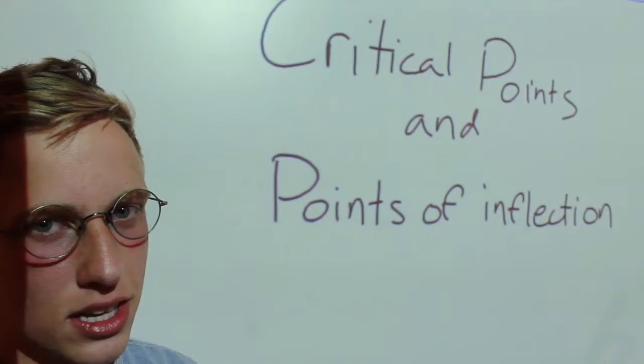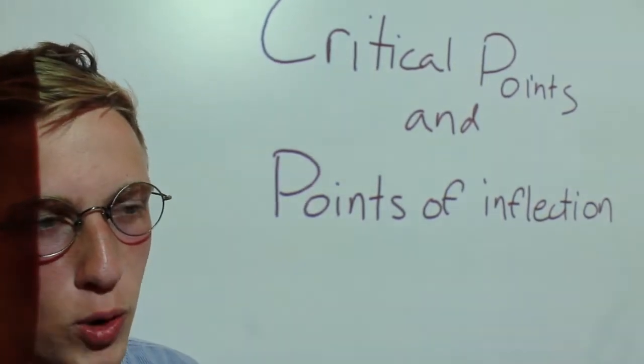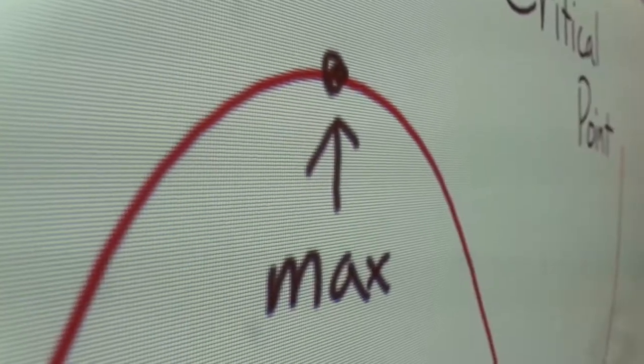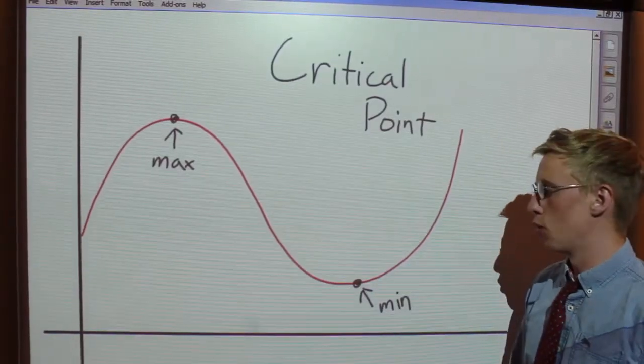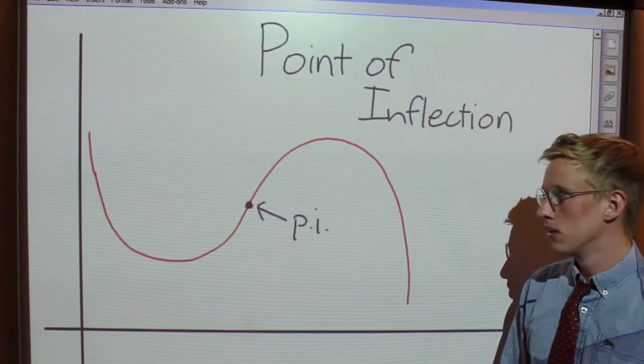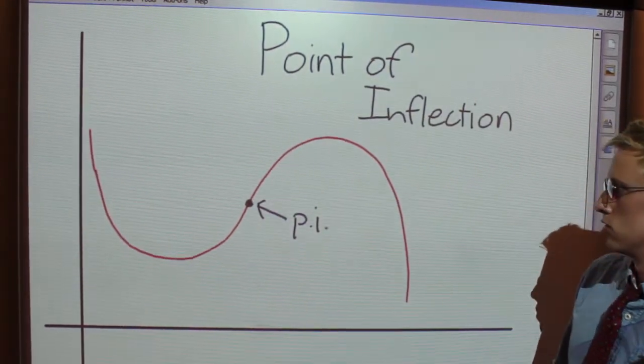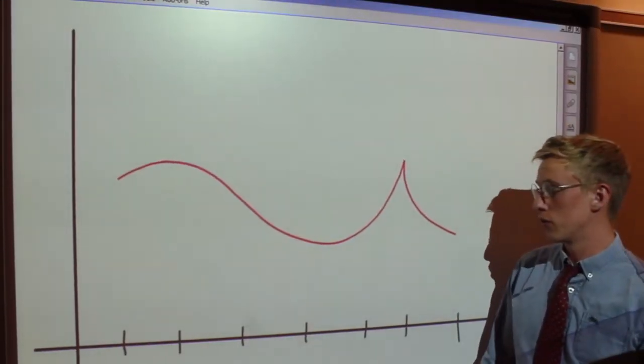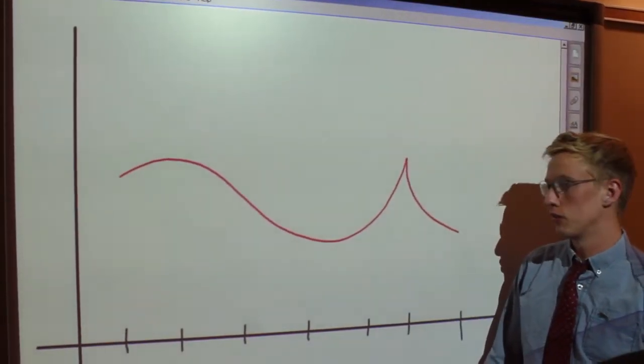Survive. Now I'm going to teach you about critical points and points of inflection. The critical points are maxes, mins, and plateaus, or wherever the derivative is zero. Also, points of inflection are where the concavity changes from up to down. Now, we're going to find the critical points and points of inflection on this graph.